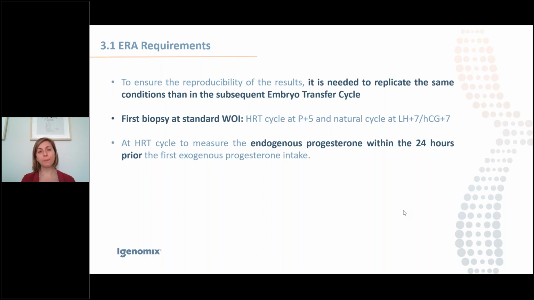Another question is, there are two doctors who have asked a similar question. One is Dr. Bhagyashree, another is Dr. Shobna. They're asking why we cannot perform ERA in a stimulation cycle.